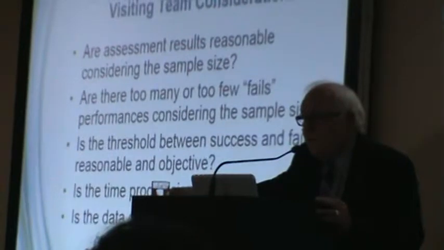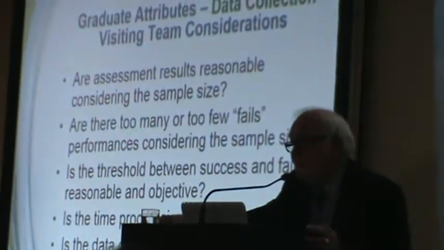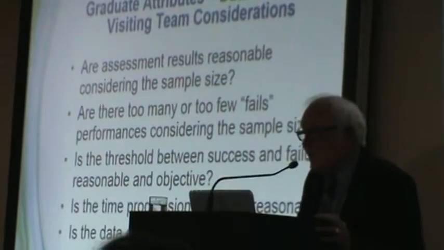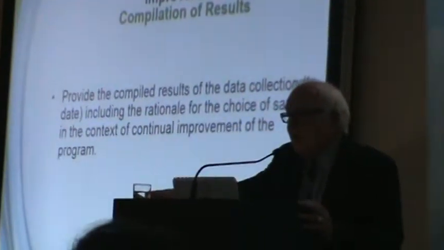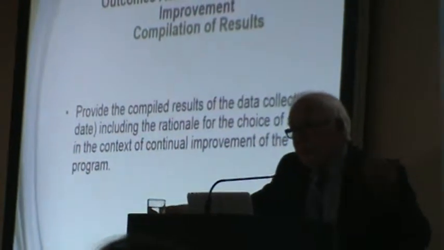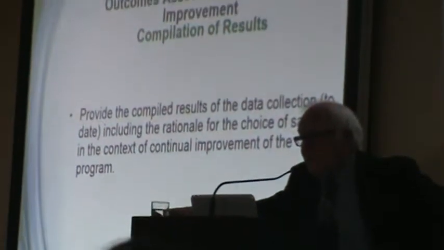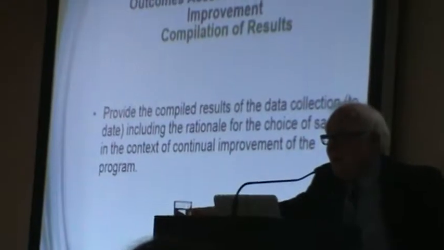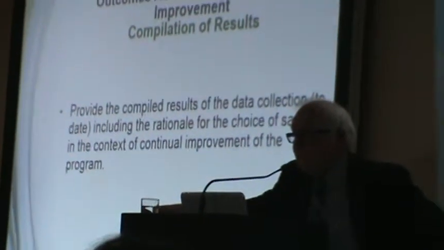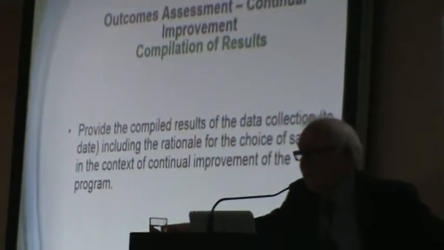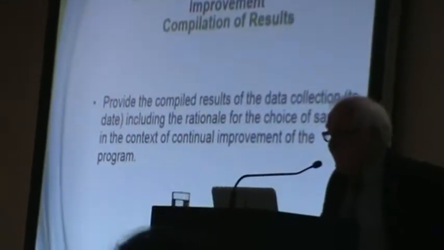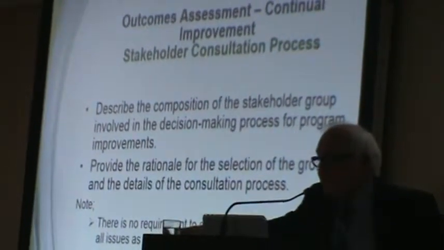And here we go. Is the data collection process sustainable? Are there too many, too little? It must be sustainable. So if we now look at continual improvements, the previous slides dealt with graduate attributes. Continual improvements. Provide the compiled results of the data collection, including the rationale for the choice of samples in the context of continual improvement. Again, lots of information to provide.